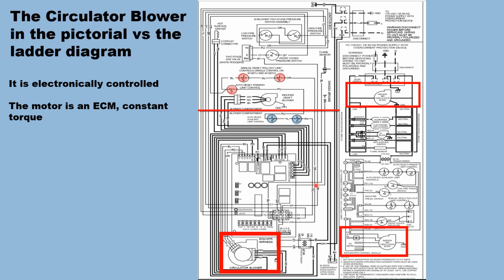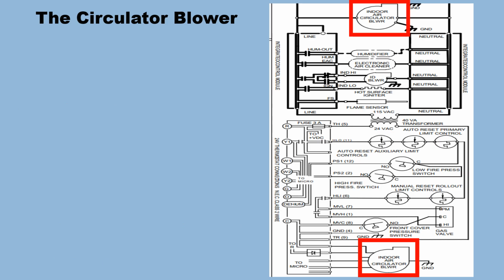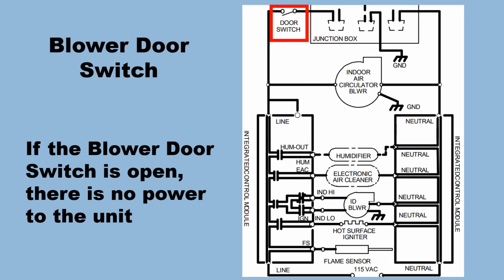And you notice that it's on the schematic, it's in the line voltage side and the low voltage side, the indoor blower motor. And the reason for that is that this side represents the low voltage control wires, and this side represents the power. And again, this is a diode. And we just talked about that.